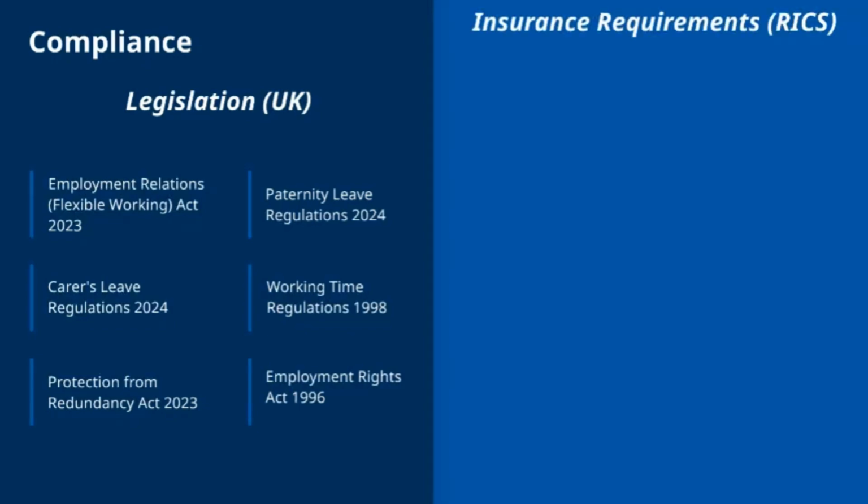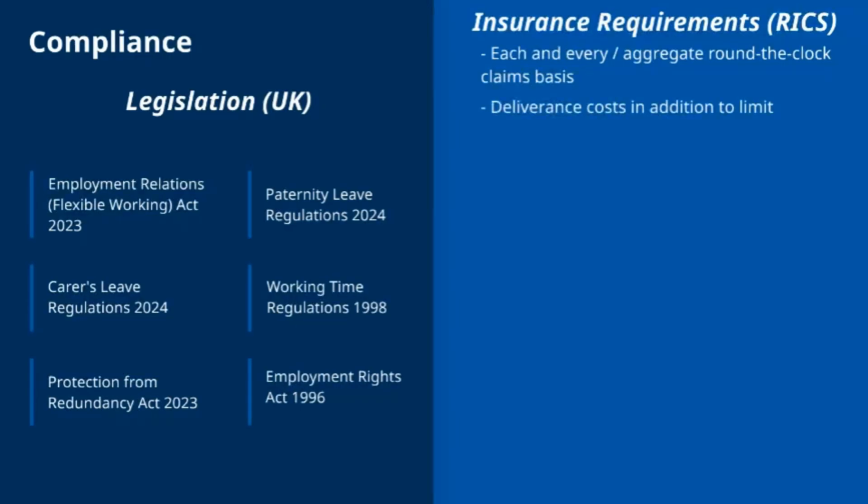These are as follows: each and every claims basis, or aggregate plus unlimited round-the-clock reinstatement basis. Defence costs should be in addition to the limit of indemnity. RICS minimum policy wording to ensure that it's written on a full civil liability basis.